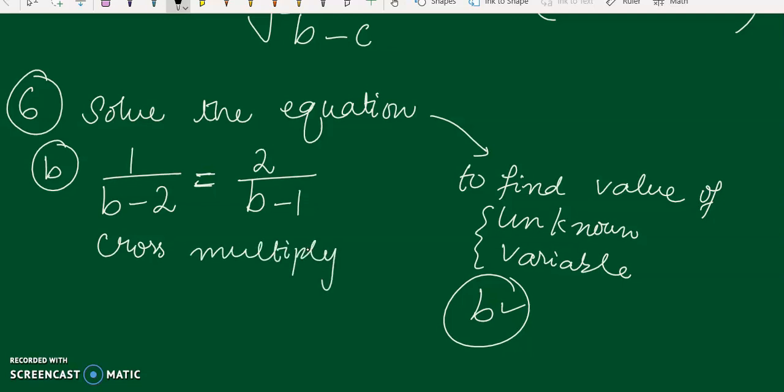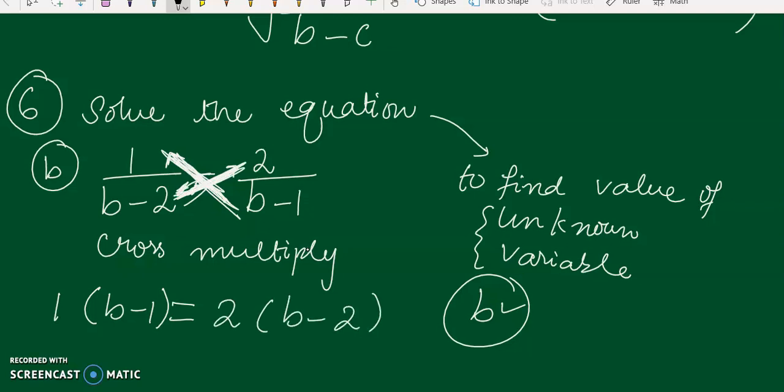Cross multiply में क्या होगा? Look at these arrows. This is cross multiplication. 1 will be multiplied with b minus 1. ये देखिए, 1 is multiplied with b minus 1. इसके साथ multiply हो गया. Okay, equal sign वैसे ही आ गया. और 2 will be multiplied with this b minus 2. So 2 multiplies with b minus 2.